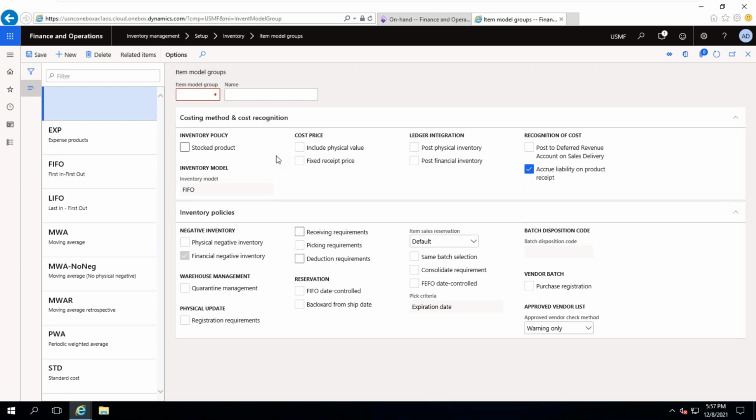Why would it not be required? Any reason? Take the example of an air conditioner. The air conditioner is an item. For that, installation is another item. That installation is not a physical item. It is only one person who will do the service. So for those items, I don't want stocked product.